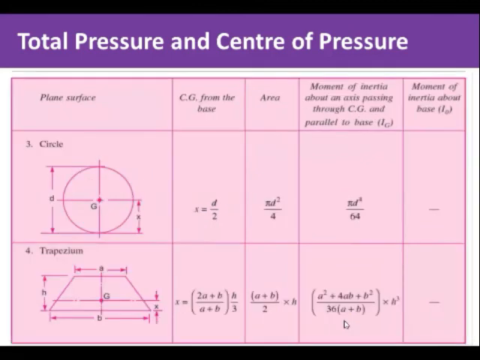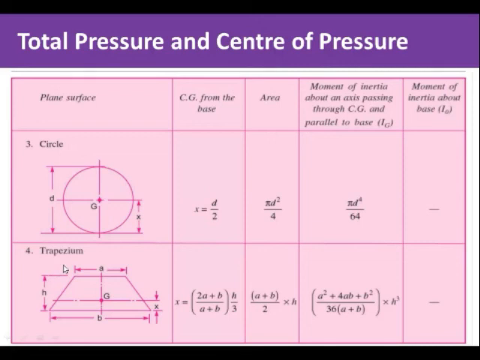After that, the next type of surface is the circle. For the circle, the CG is at a distance of d by 2, that is, at the radius. The area of the circle is pi by 4 d square, and the moment of inertia about G is pi d to the power 4 upon 64.